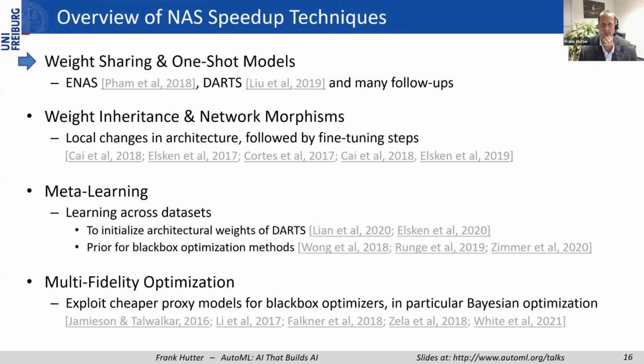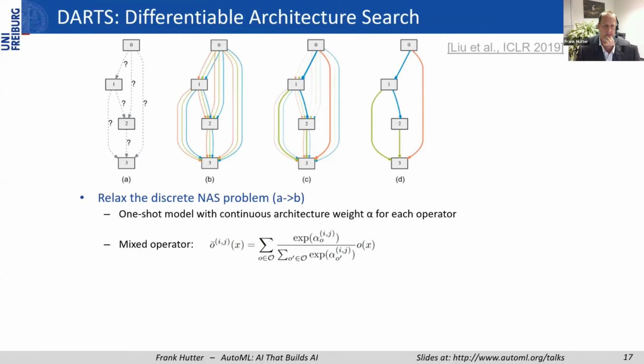Now, DARTS is a very popular approach that was introduced in this paper in 2019. And what it does is it relaxes this discrete neural architecture search problem here, where you have some tensors and you need to decide about these operations to use between these tensors, such as, for example, a 3x3 convolution or max pooling and so on.